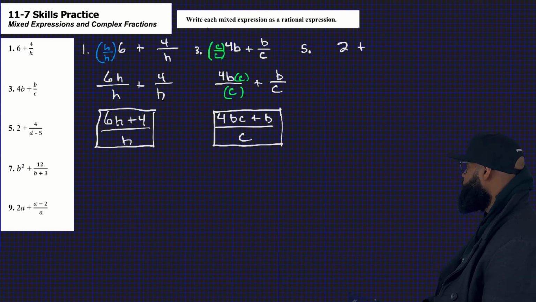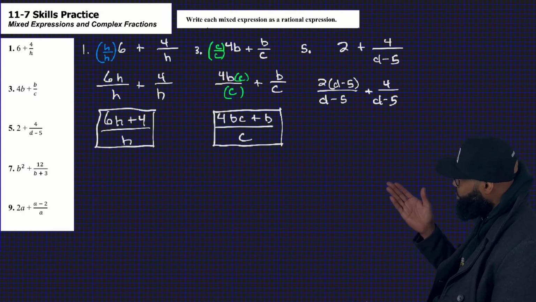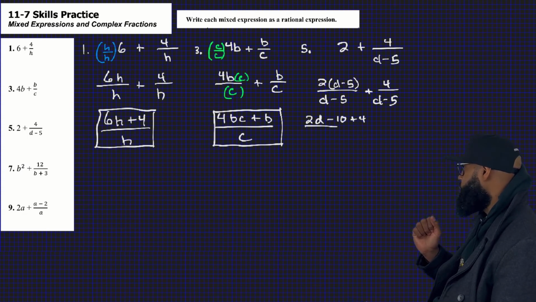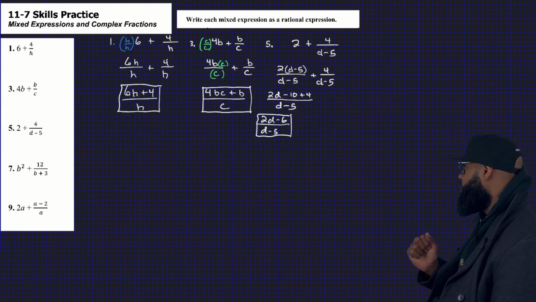And for number 5, we're doing the same thing, so this time I have a binomial in that second expression, d minus 5. So multiply the top times d minus 5 and multiply that invisible 1 underneath the 2 by d minus 5, and you'll get that first term, which was 2, now looks like that: 2 parentheses d minus 5 divided by d minus 5. Put everything in the numerator. So 2d, because 2 times d, and negative 10, because 2 times negative 5, plus your 4, collect your like terms, negative 10 plus 4, which gives you the negative 6, and that same denominator now of d minus 5.